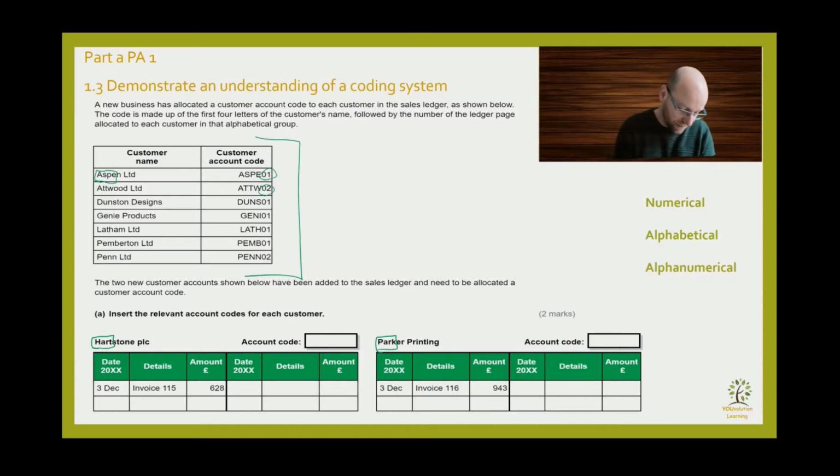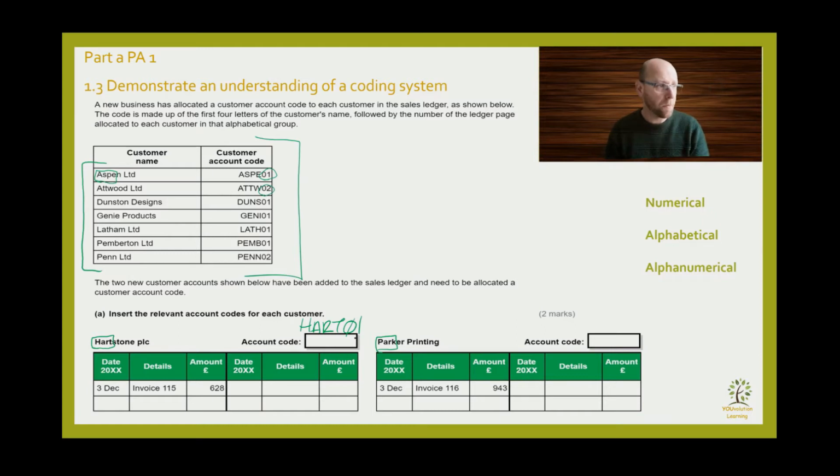When we look down our list, we've got Aspen, Atwood, Dunstan Designs, Genie Products, Laughton Limited, Pemberton Limited, and Penn Limited. You can see we don't have any H there at all. So this is the first customer with an H. Therefore, their customer account code is going to be HART01, because that's the first H that we have in our list of customers. So that's the code, nice and straightforward. First 4 letters, and then because it's the first one with an H, it just becomes 01.